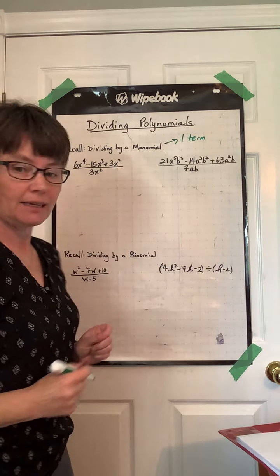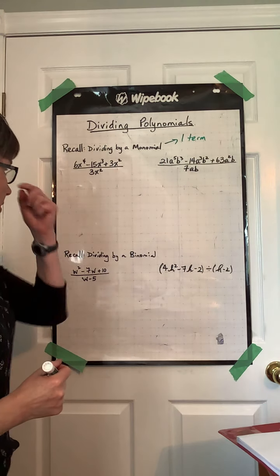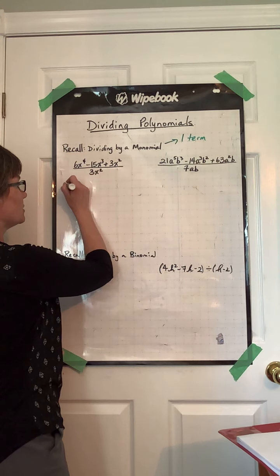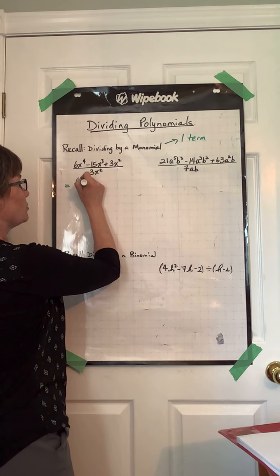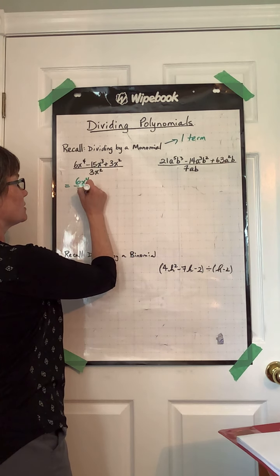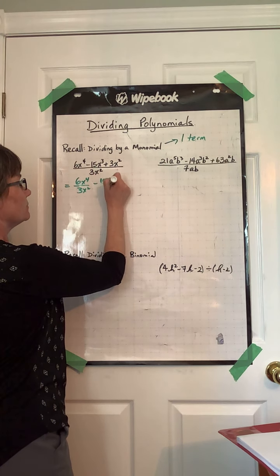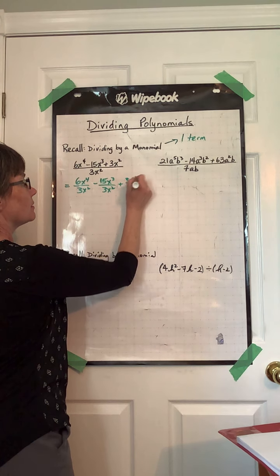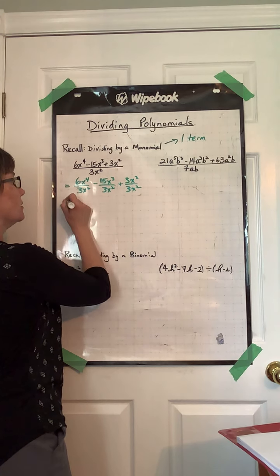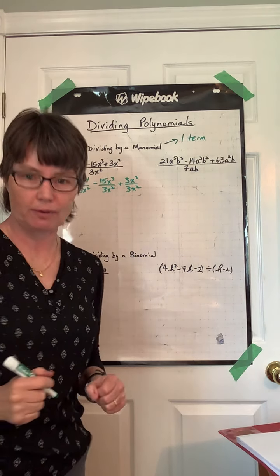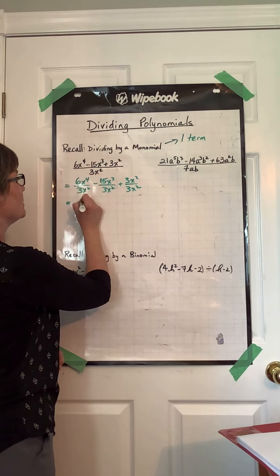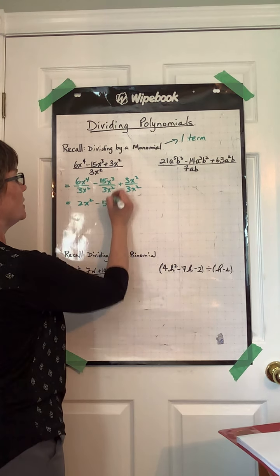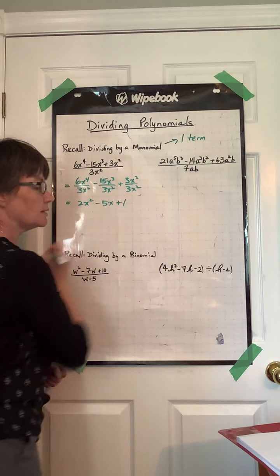So if we divide 6x squared, subtract 15x cubed plus 3x squared by 3x squared, we can think of this, if you wish, as three separate fractions, like this, and then divide out those three separate fractions. Okay, so here we would have 2x squared, here we would have subtract 5x, and here plus 1.